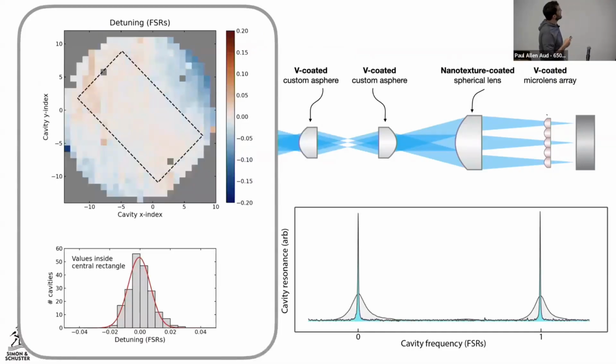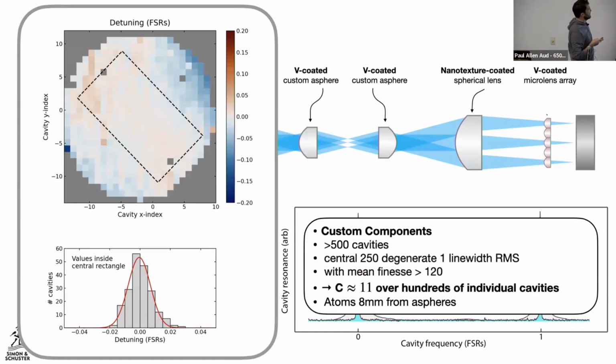And so this is data hot off the press. I've been informed that this is not very good data. It looks pretty good to me. This is an array of 500 cavities. The central 250 of them are degenerate to align with at a mean finesse of over 120. So that's a cooperativity per cavity of like 11 over hundreds of cavities.